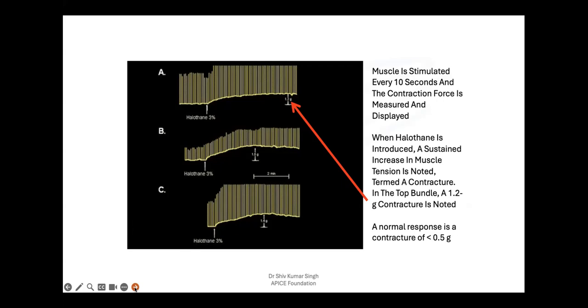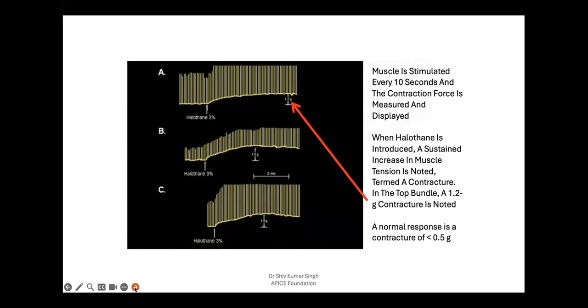Okay, and then a number of these samples from the muscles which are taken are subjected in different settings to halothane or to caffeine. And how much halothane do we use in this one? Around 3% halothane is actually used. This is a halothane contraction testing response. And a normal response is contraction of less than 0.5 grams.